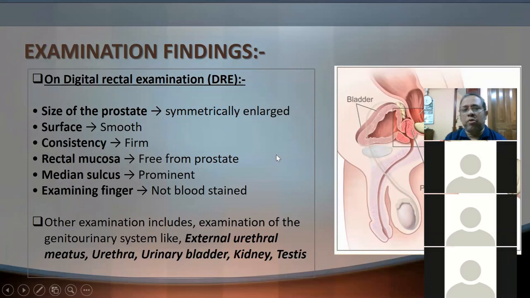So this is about the digital rectal examination. And other examination includes the examination of the genitourinary system. So you realize that the lesion is inside the perineum, inside the abdominal cavity, but you need to examine the genitourinary system. That means the prostate is related with the bladder and the urethra, and it is connected to the testis by the vas deferens.